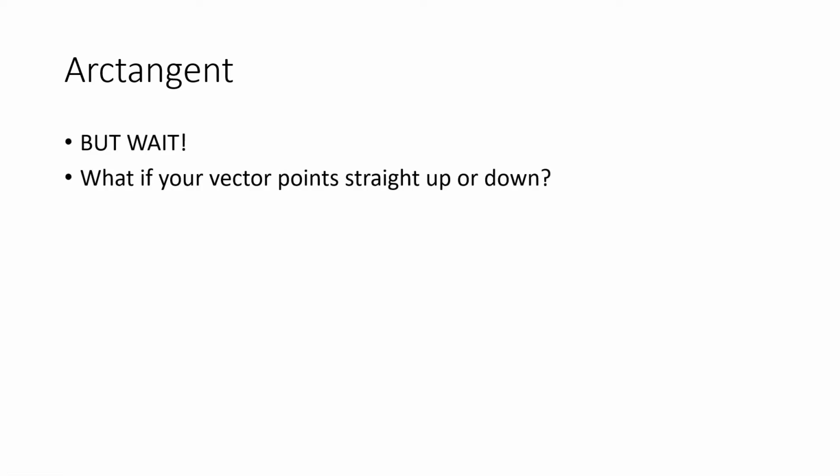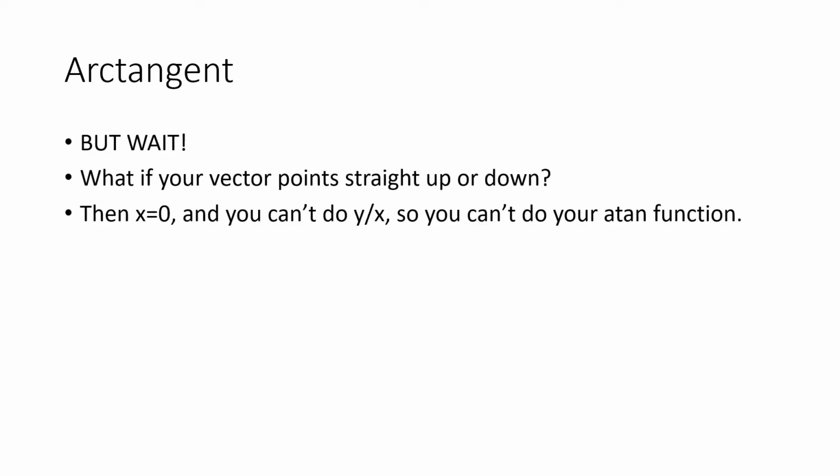But here's the problem. What if your vector points straight up or down? If you're pointing straight up or down, then the x of that vector, so if you're pointing straight to the top, 0, 1 for instance, x is 0. If x is 0, you can't do y over x, so you can't run your atan function.